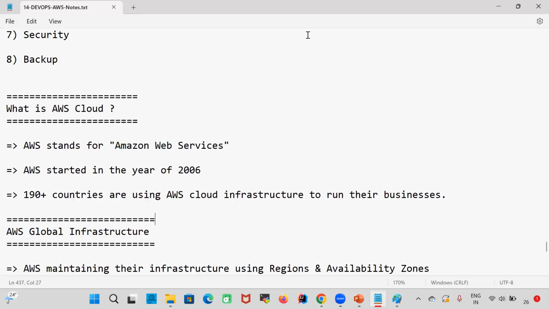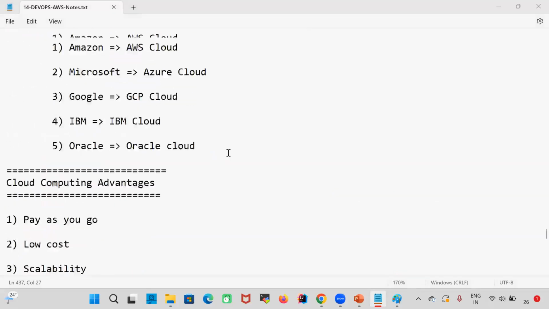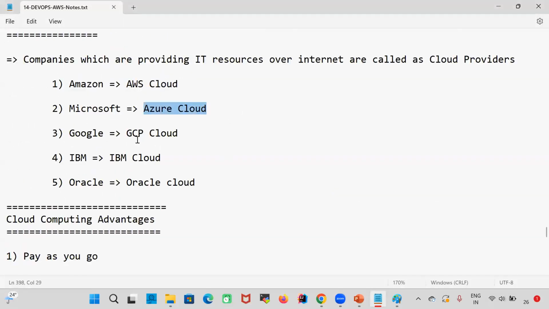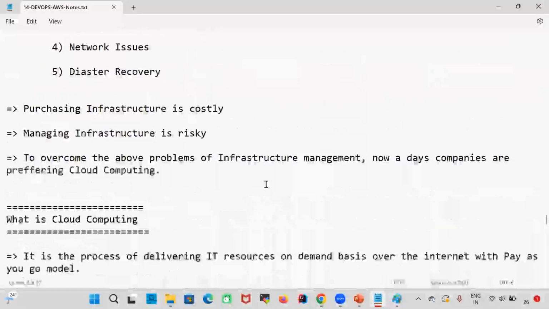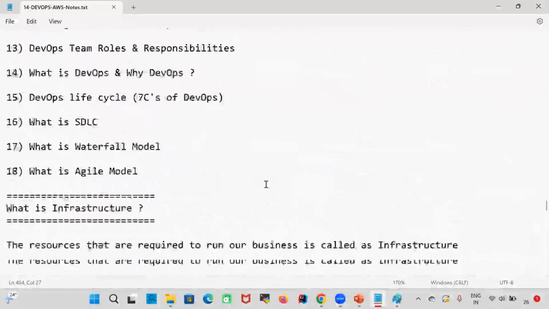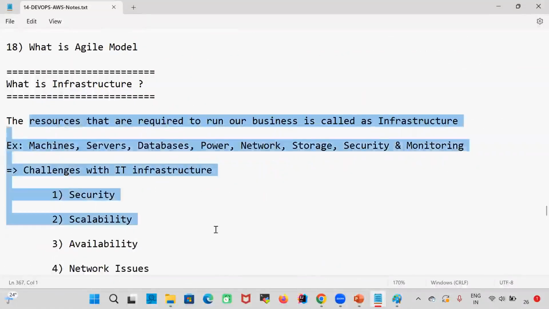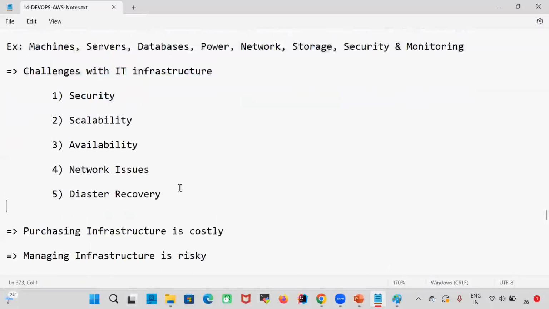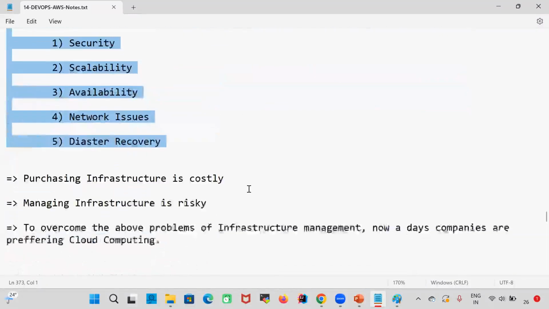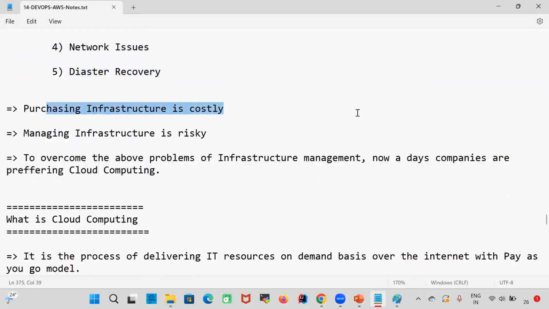AWS does the cloud computing business. Similar to AWS, there are several other clouds also available: Azure, GCP, IBM, Oracle, etc. So, do you have clarity? What is cloud computing? What is infrastructure? First of all, the resources that are required to run our business are called infrastructure. We need to purchase the infrastructure and manage it. It is costly and risky.